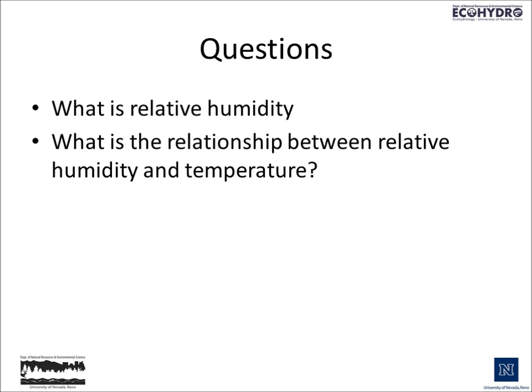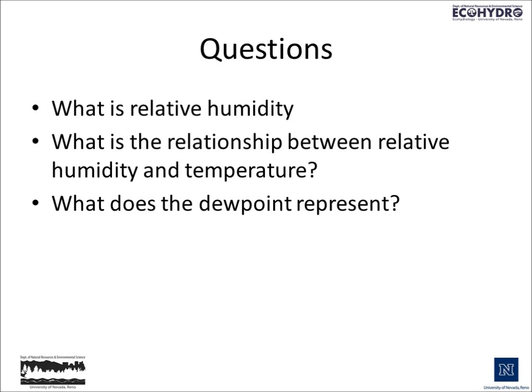What's the relationship between relative humidity and temperature? As air masses increase in temperature, if they retain the same amount of water vapor, the relative humidity goes down, and that is in part because we can put more water vapor in warmer air masses. So relative humidity is partly determined by the temperature of the air mass, as illustrated by the equations that we use to do the calculation. And what does the dew point represent? The dew point represents the point at which the air mass is completely saturated with respect to its capacity to hold water vapor.